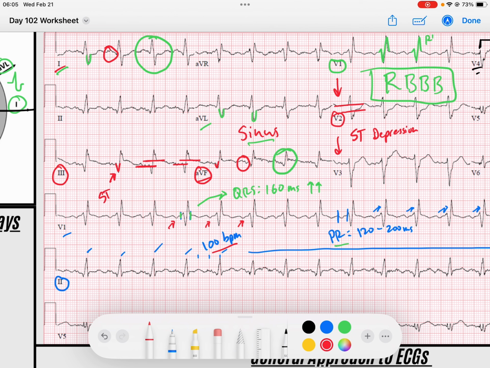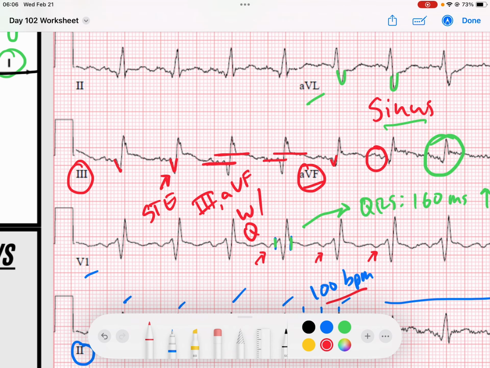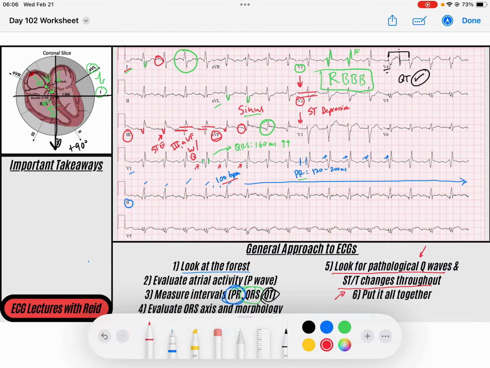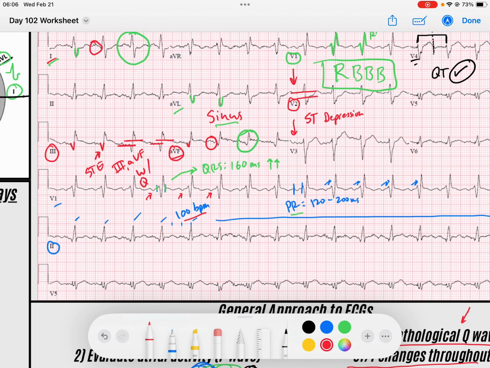So first off, we have ST elevation in leads 3 and AVF with some pathological Q waves. Remember, pathological Q waves are negative deflections that start the QRS, and that tells me that the region that's being supplied or measured by those leads is having a hard time conducting in that direction, which tells me about already infarcted tissue. So when I see inferior ST elevation, usually I look for reciprocal ST depression.